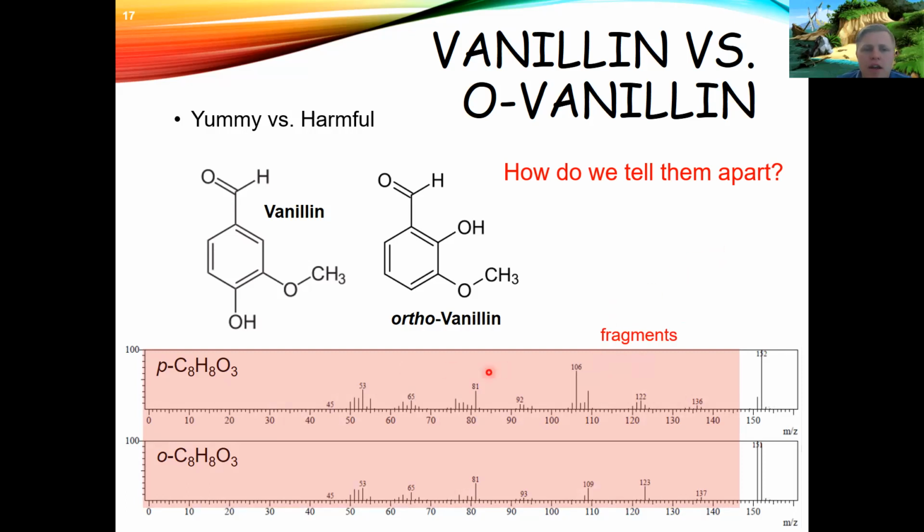So down here, in this mass spectrum, the top one is actually for vanillin, and this bottom one is for O-vanillin or ortho vanillin. And you'll notice that a lot of these peaks are pretty similar. We see peaks at 53 and peaks at 65 and 81. But you'll notice for the regular vanillin, we get this big peak at 106. We don't see anything like that in the ortho vanillin. So using mass spectrometry and other techniques, you can tease out different isomers.